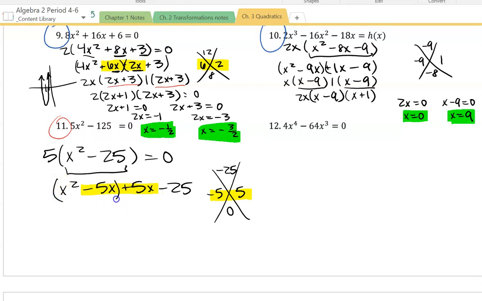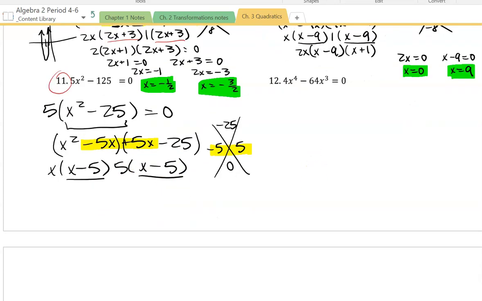So group the two, take out a GCF, you get x parentheses x minus 5. Take out a GCF here, you get 5 parentheses x minus 5. Good news, we found the same set of parentheses in both, so we can take that out as a GCF, so we get x plus 5, x minus 5, and then my GCF is written on the outside still, that 5 from up here, this 5.